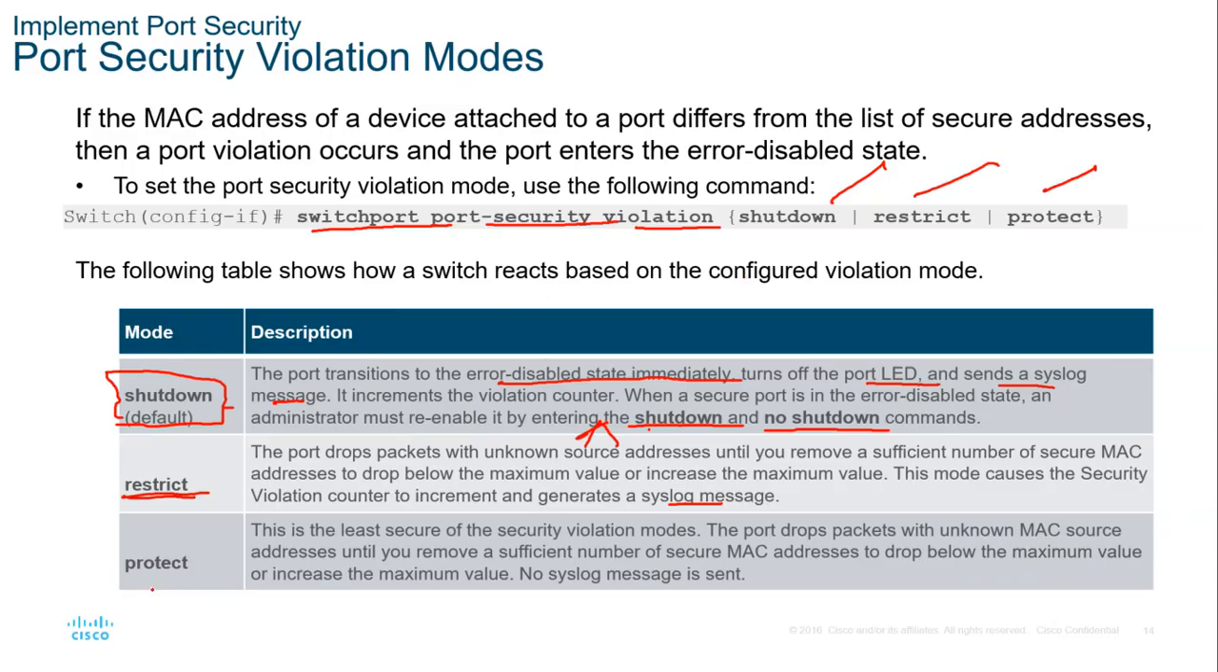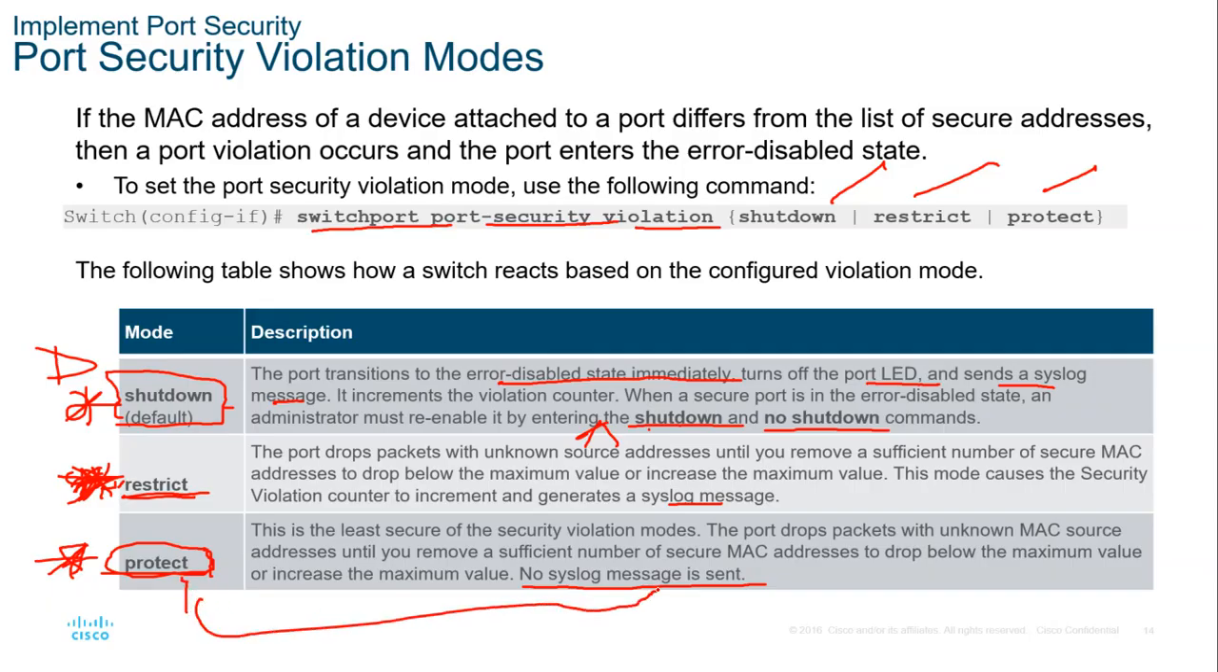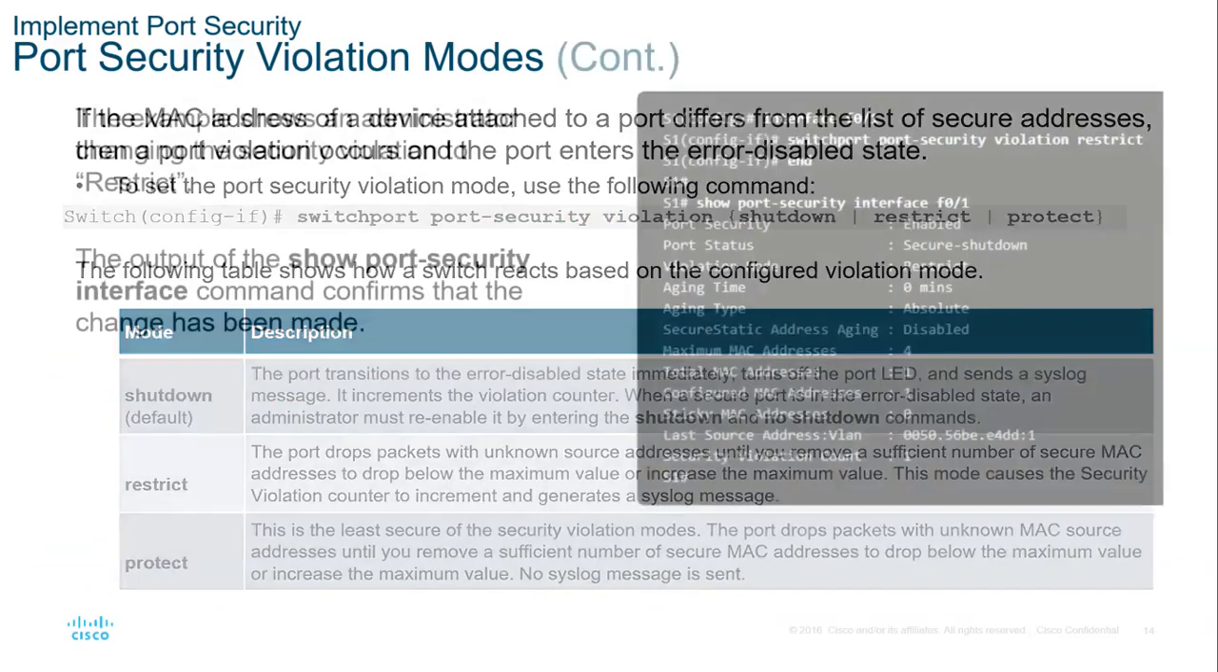Then we have protect. It's still the same in behavior as restrict, the port is not disabled. And again, it does not send the syslog message or a notification message. But these 2, shutdown and restrict, will actually be able to send the notifications. Shutdown disables the port, but restrict leaves the port active. And even protect leaves the port active. The difference is that it doesn't send the syslog message or the notification message.